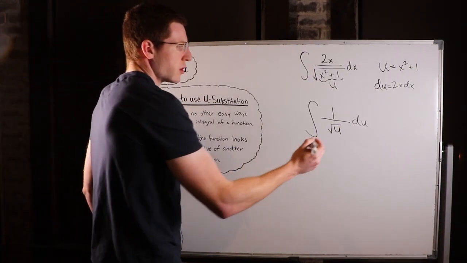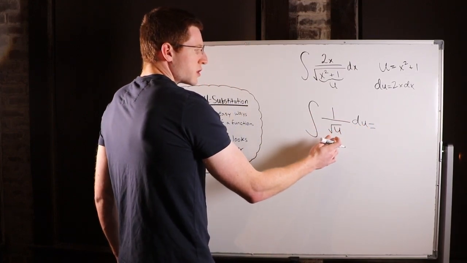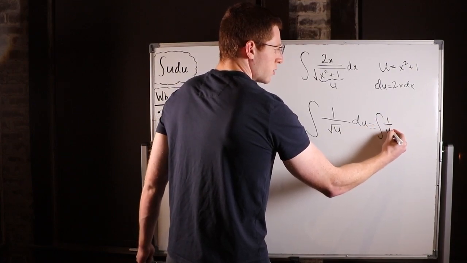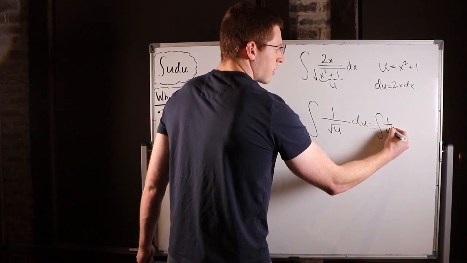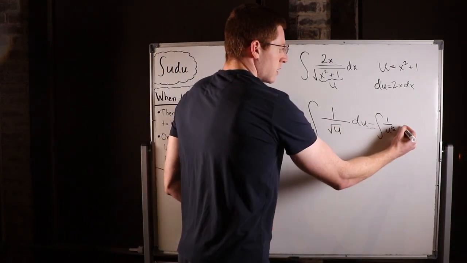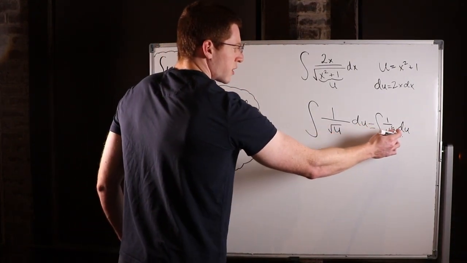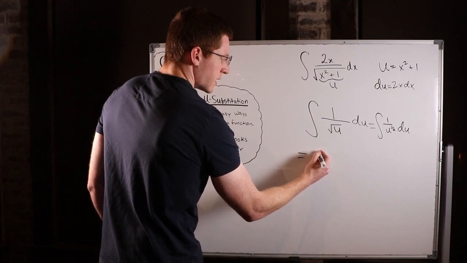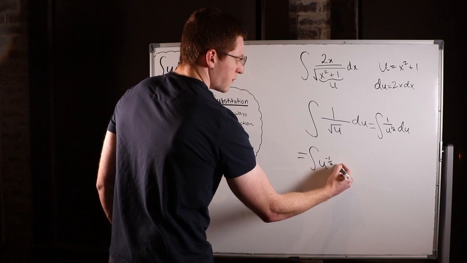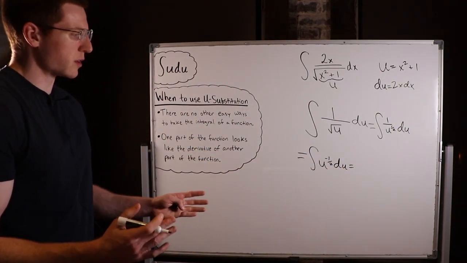So let me show you how you would take the integral of this, and I think you would know how to do this one. 1 over the square root of u is the same thing as 1 over u to the 1/2 power, right? The square root is the same thing as the 1/2 power. We'll write my du, and then 1 over u to the 1/2 is the same thing as u to the negative 1/2 du. And now we simply use the power rule to take the integral here.